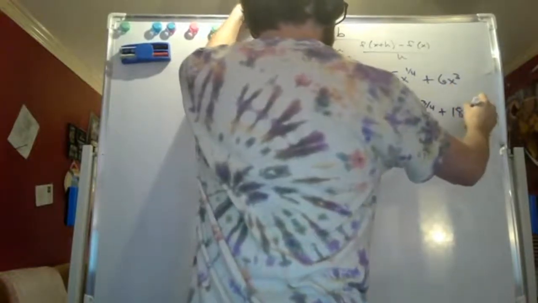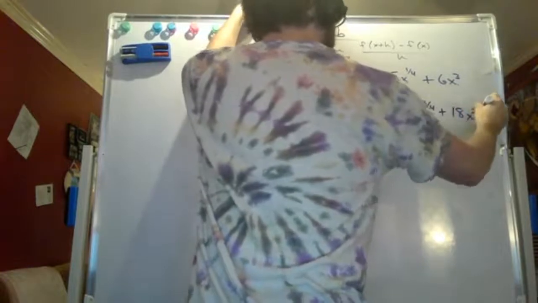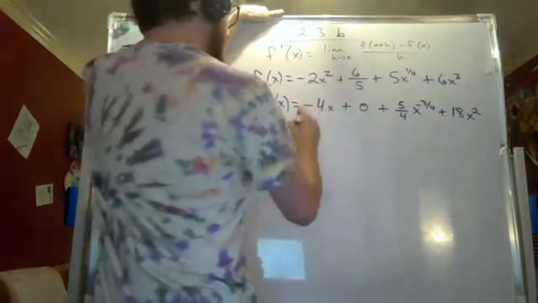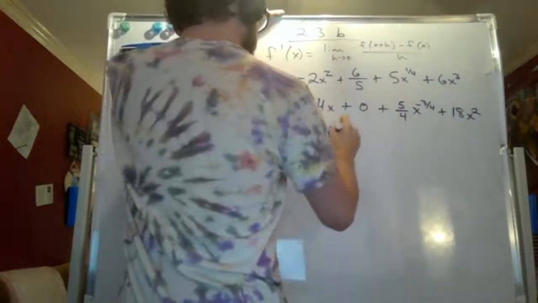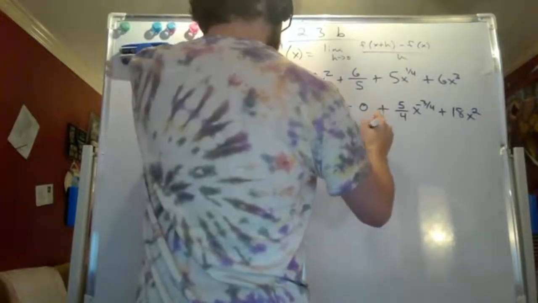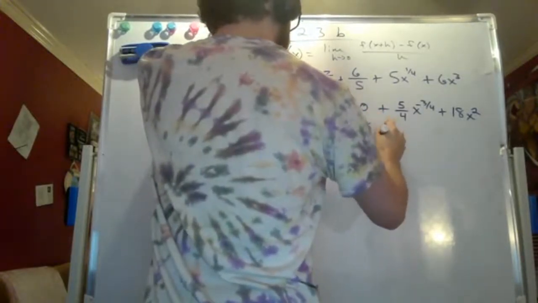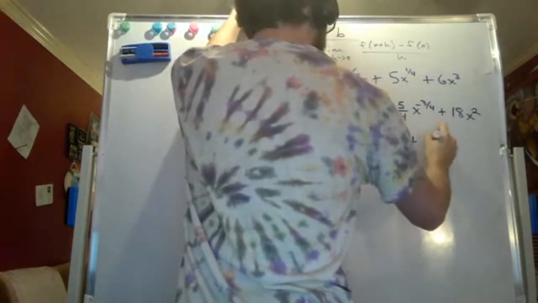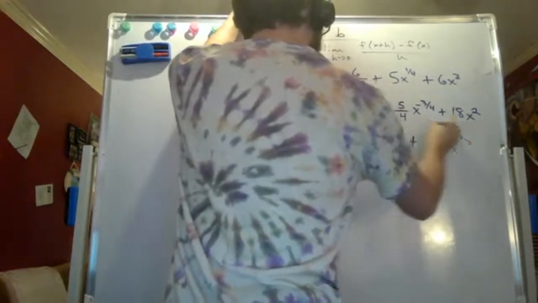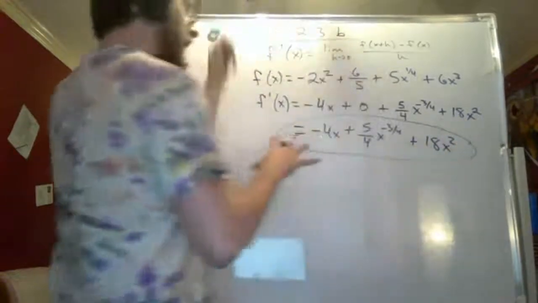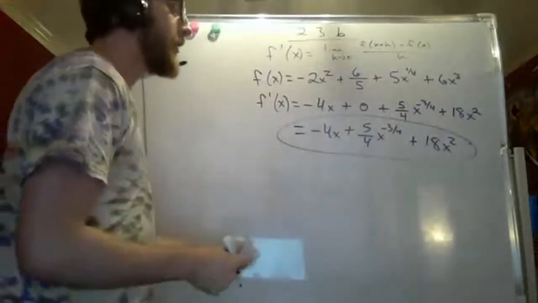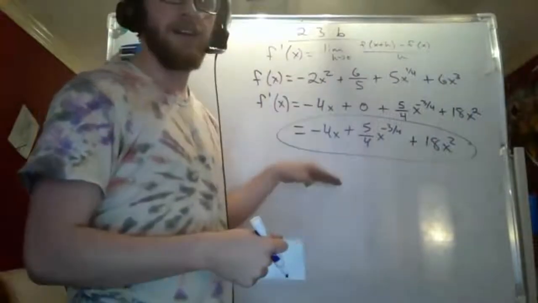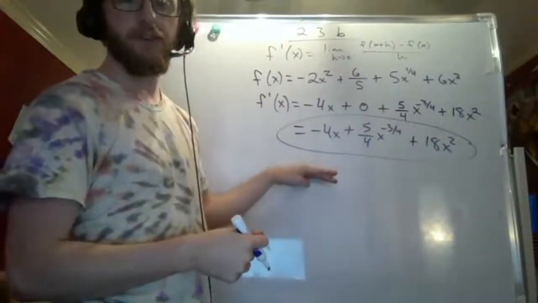And then for the last part, 6 times 3, that's 18. Power decreases by 1, x squared. And there we have it: negative 4x plus 5/4 times x to the negative 3/4 power plus 18x squared. And while that might not be the most pretty looking answer, for this class, and especially as we start getting into derivatives, this is a perfectly fine answer.